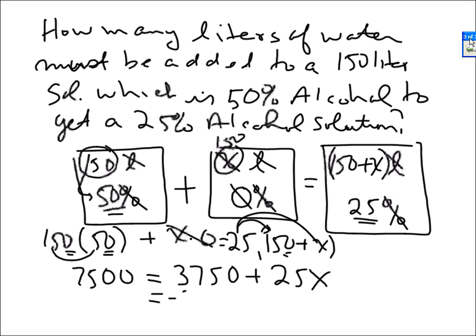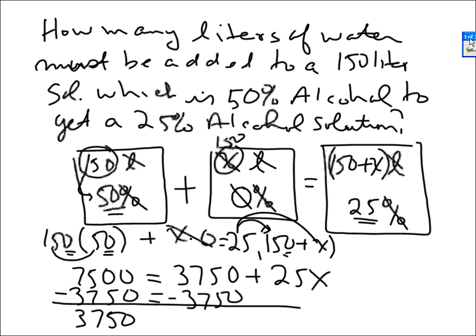So, first thing I do is I take away 3750 from both sides. On the left side, I get 3750. On the right side, this cancels out, and I get 25x. The question is, 25 times what gives you 3750?